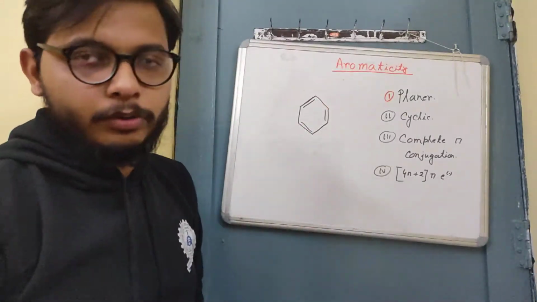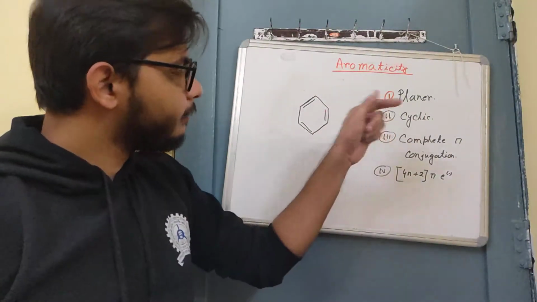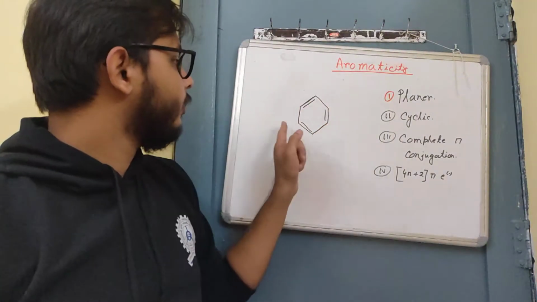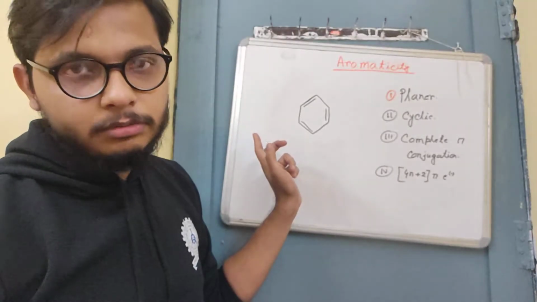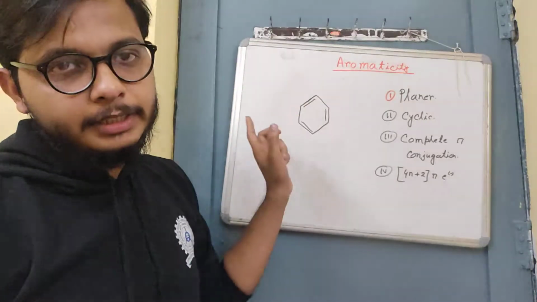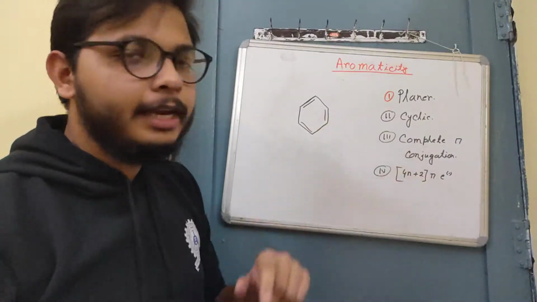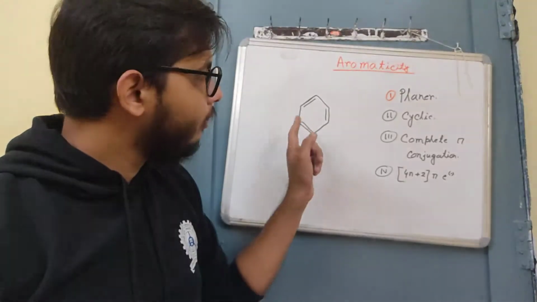Now look at this compound. This is benzene. This is planar. Why is this molecule planar? Because all of the atoms here are sp2 hybridized, right? And sp2 hybridized atoms are planar. That's why this molecule is planar. Cyclic: undoubtedly, this is a cyclic molecule.